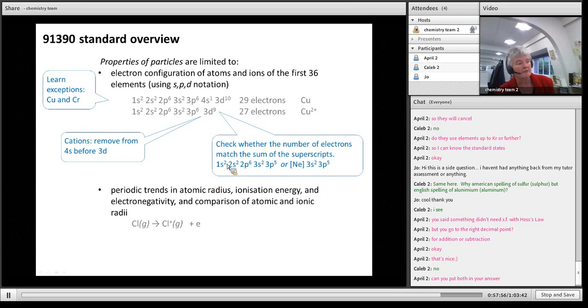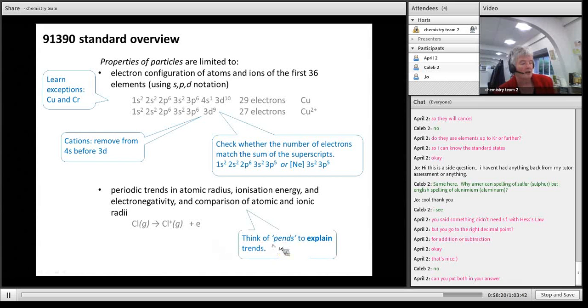If you add up those superscript numbers, they should correspond to the number of electrons. So whatever's given in the periodic table, the atomic number, and if it's an ion, you subtract or add. Then you need to do the periodic trends, and you've got to compare the ionic and atomic radii.